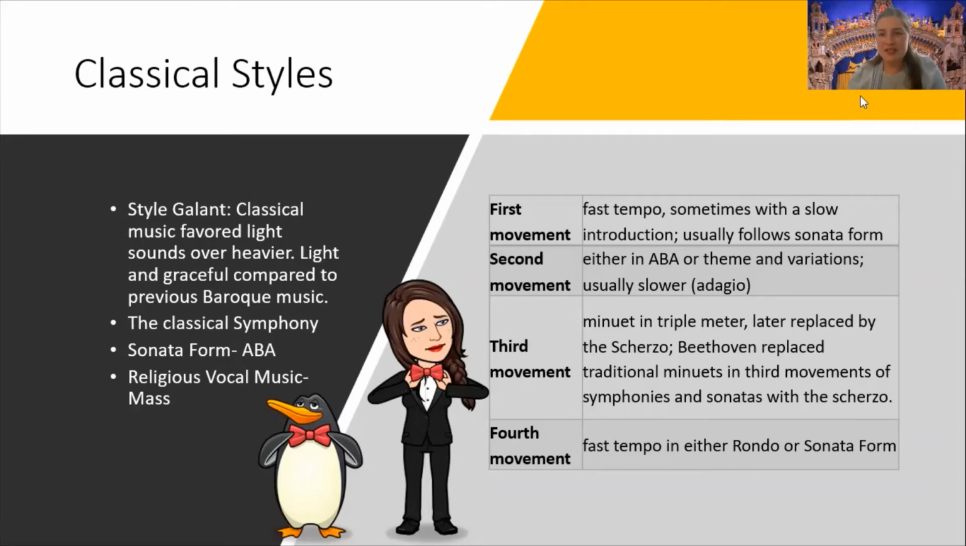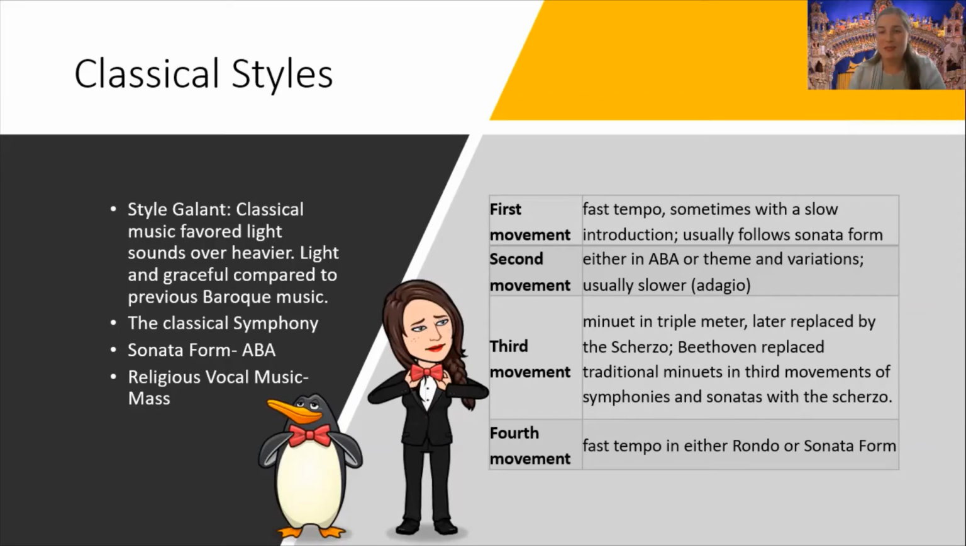Now, for our classical symphony, our first movement of a symphony, remember symphonies are made up of movements, so multiple pieces of music together to create one whole, like chapters in a book. So our first movement is usually a fast tempo, oftentimes that sonata ABA form. Our second movement is either sonata or theme and variations.